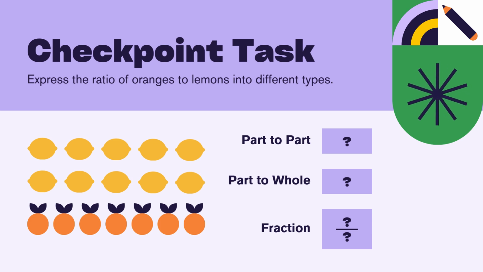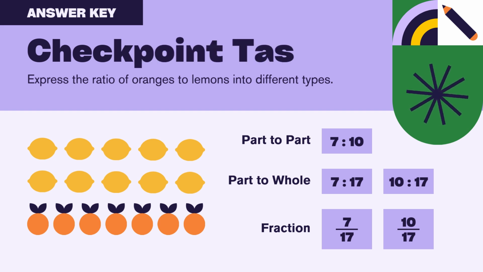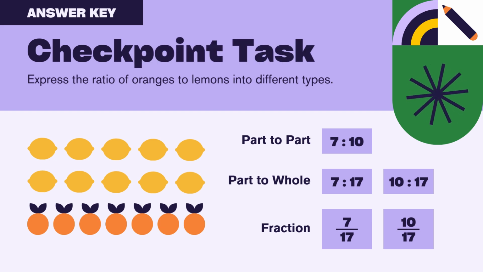So after explaining these types of ratios, we will give some checkpoint tasks like this. You can express the example like this: express the ratio of oranges to lemons in different types. So first question you can see, the second is also and third is also. With these questions we will be able to evaluate the understanding of the students on the topic. Here you can see the checkpoint task answer key, where 7 is to 10, 7 is to 17, and fraction is this.